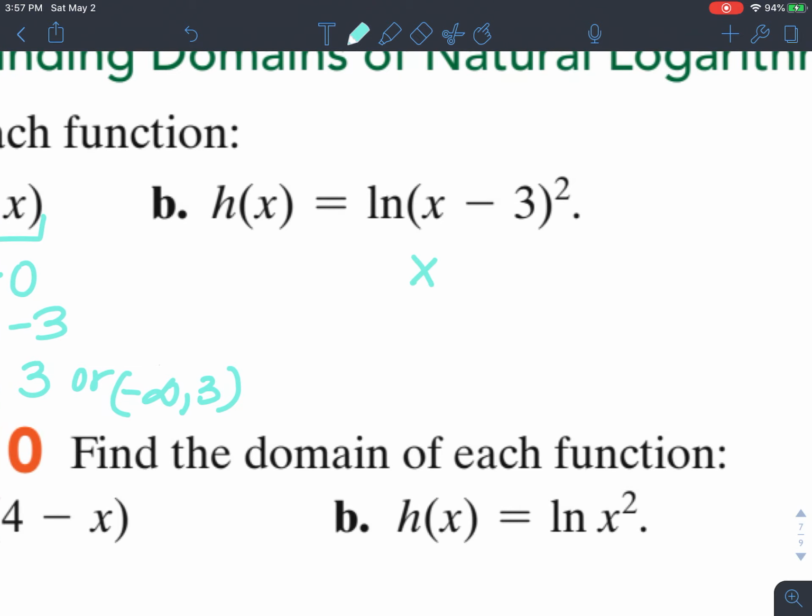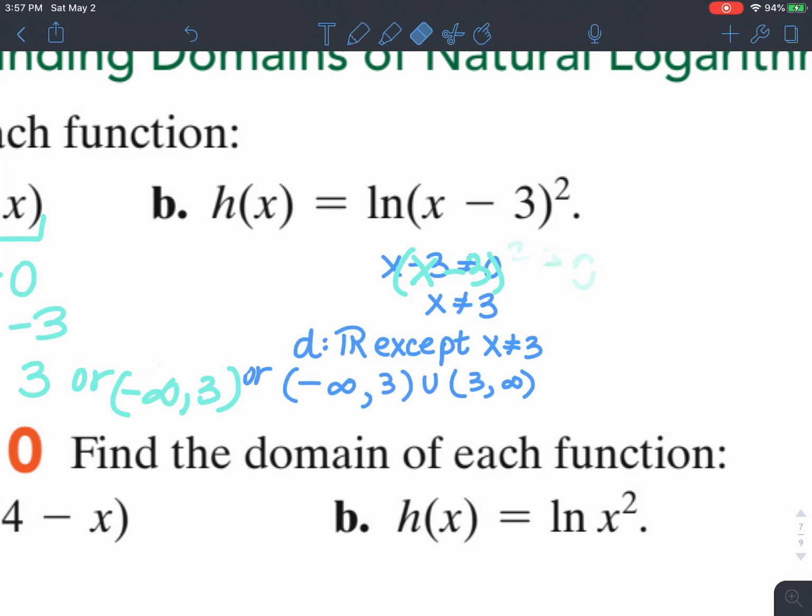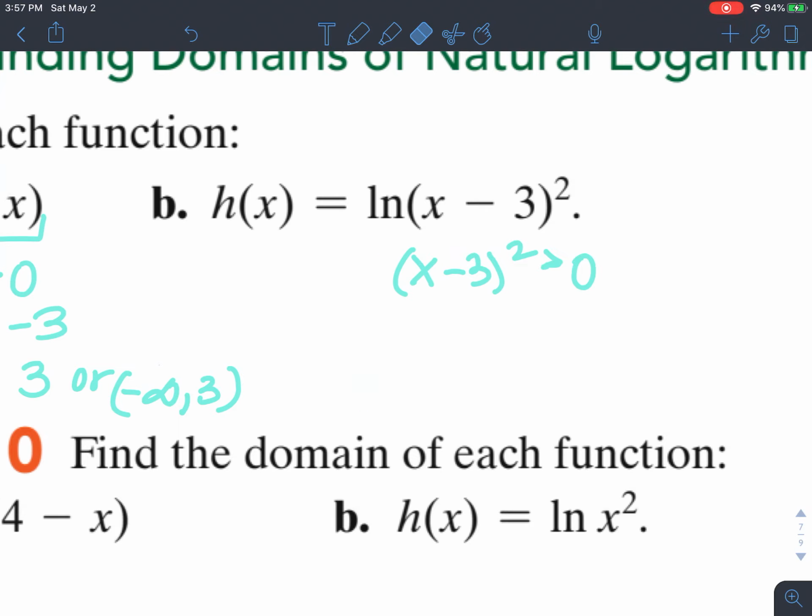Over here, I could say x minus 3 squared has to be greater than 0, which it does, but if I square root both sides, I'm going to get x is greater than 3. That's not a great way to explain it. Oh boy. We'll just get rid of all that.